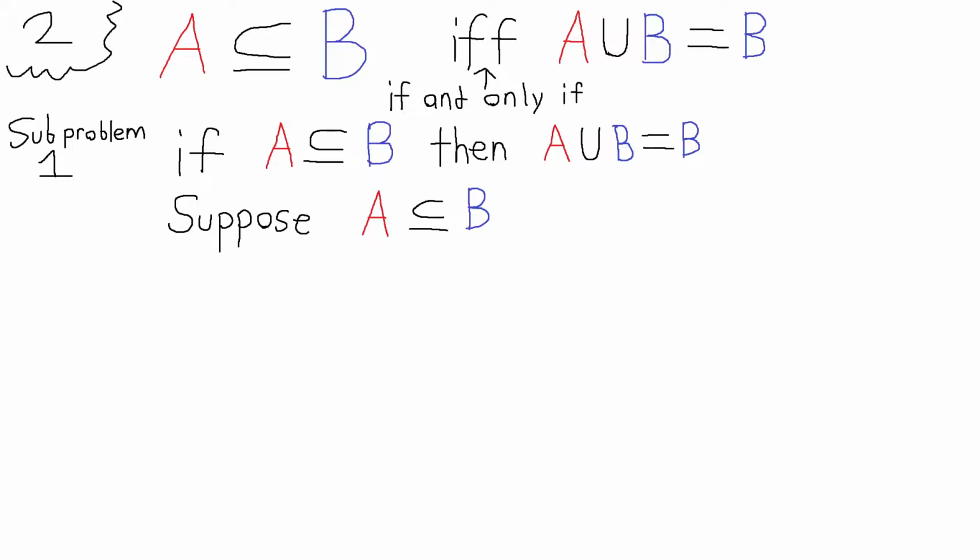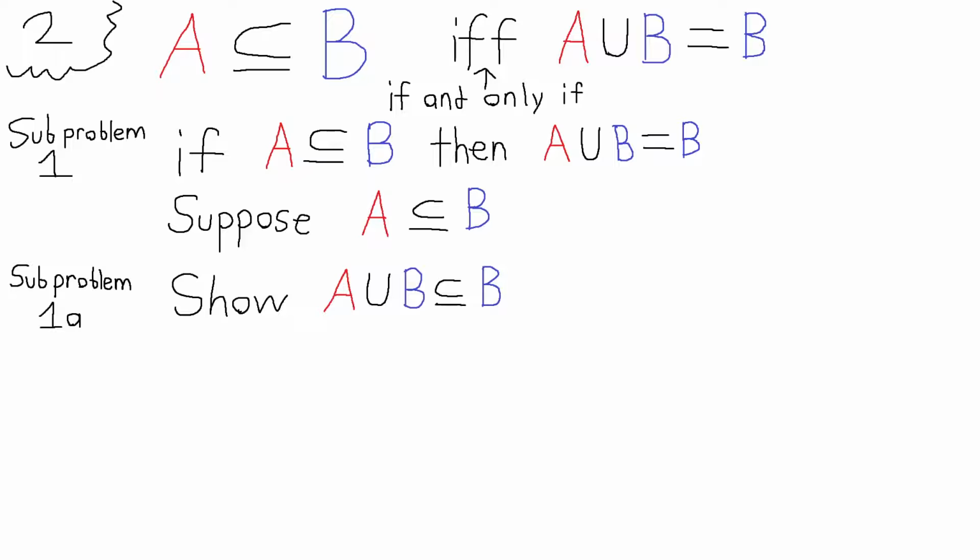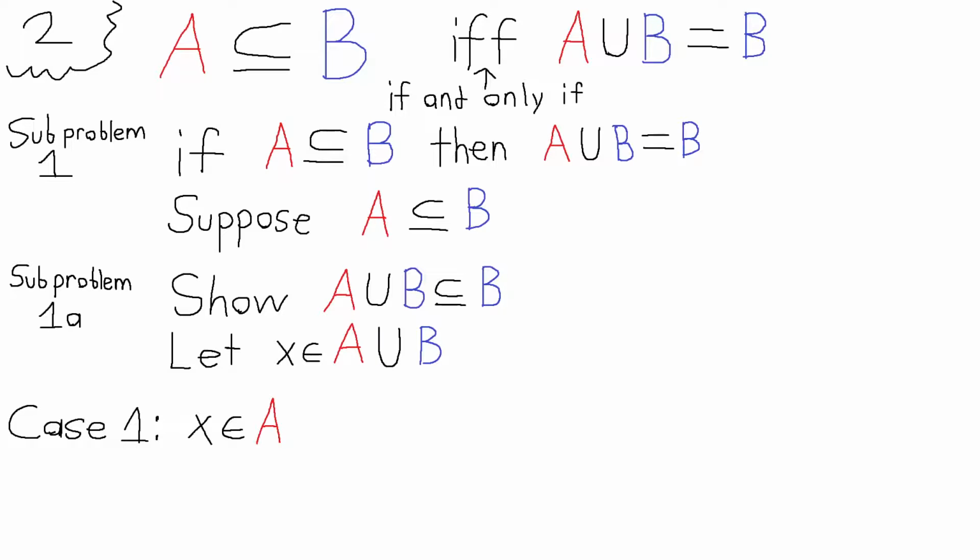So we start by proving that the left side is a subset of the right side. Let x be an element of the left side, so the union of A and B. We again deal with 2 cases depending on which set x is an element of. If x is an element of A, then because A is a subset of B, x has to be an element of B. Case 2. If x is an element of B, then that's great, we're done. Thus, we conclude that the union of A and B is a subset of B.